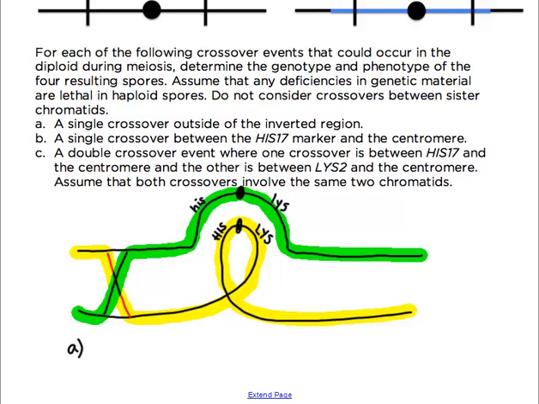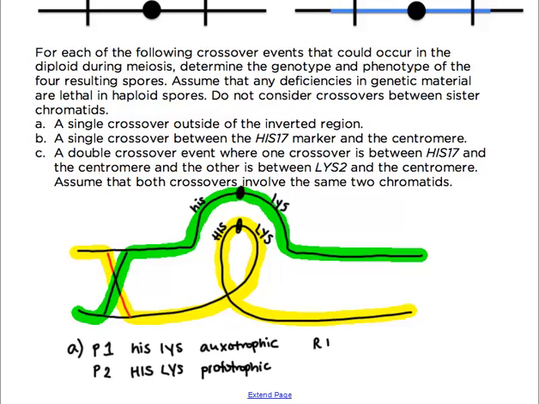you get 4 spores, 2 of which are parental. So you get P1 and P2. Now the parental, remember, are going to be recessive histidine, recessive lysine, which means auxotrophic for both. That's the phenotype. The other will be dominant histidine, dominant lysine, prototrophic for both.